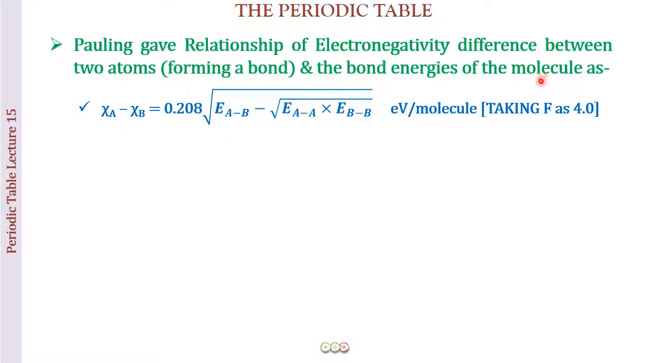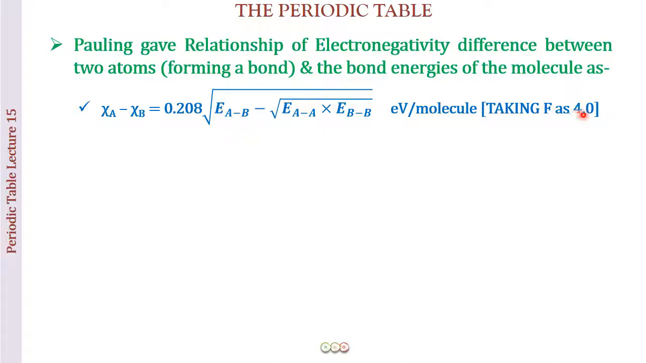So the relationship he used was chi A minus chi B. Chi is the symbol of electronegativity, and here we have the electronegativity difference between two atoms A and B which are forming a bond. Right? So chi A minus chi B, the electronegativity difference, is equal to 0.208 into the square root of E_AB minus the square root of E_AA into E_BB, electron volt per molecule, right? So this is the formula that he used to calculate the electronegativity.